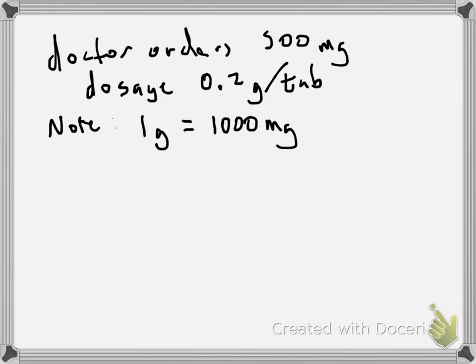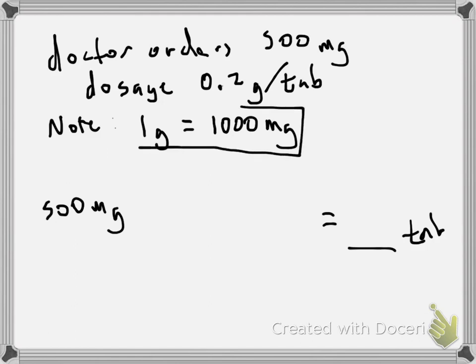Okay, so for problems like this, we're going to start by just writing down our doctor's order. That's what our goal is. We're starting with 500 milligrams, right? But my goal eventually is to figure out how many tablets to actually give the patient. And I have a couple of conversion factors. First off, in the note, it tells me that 1 gram is 1,000 milligrams. So this is going to be a conversion factor that I'm going to need here. And then this 0.2 grams per tablet that it says, it's also a conversion factor. So really this means 0.2 grams is equal to 1 tablet. And that's going to be part of my conversion as well.